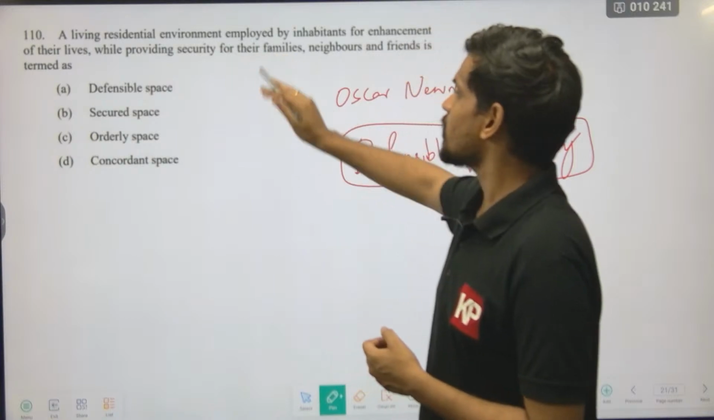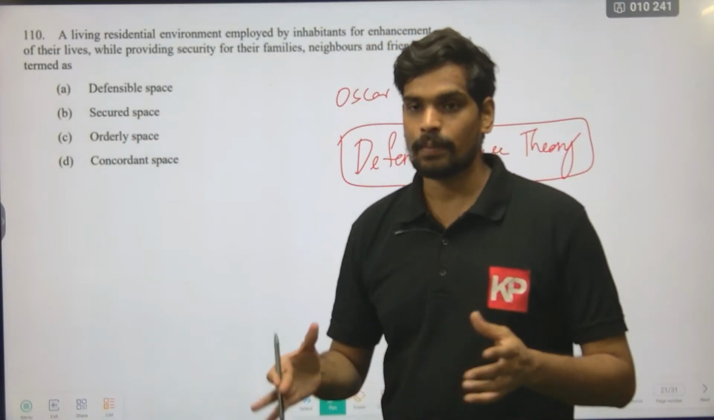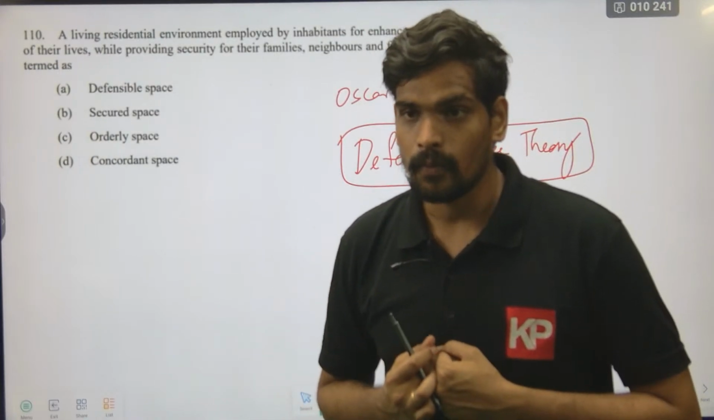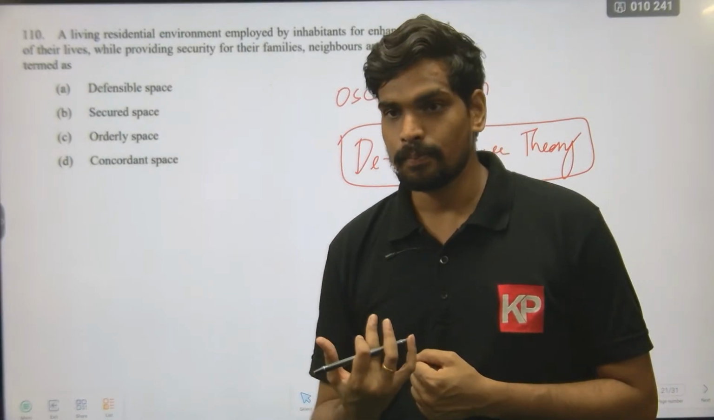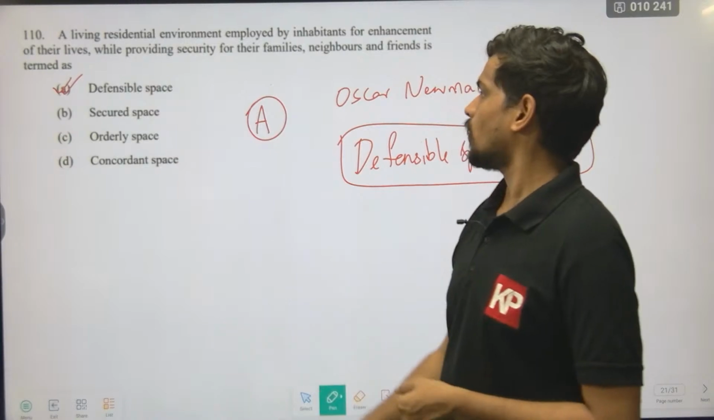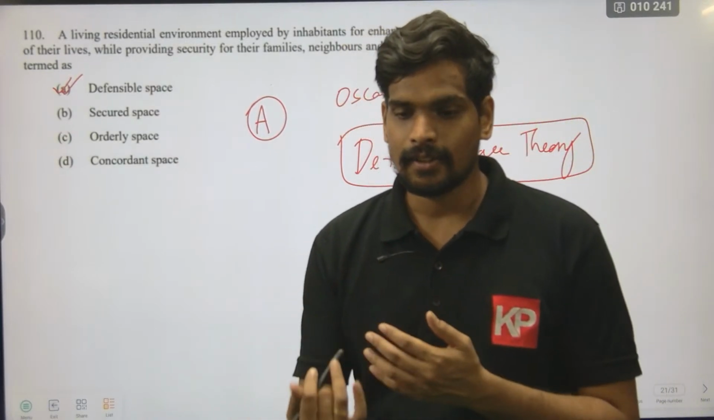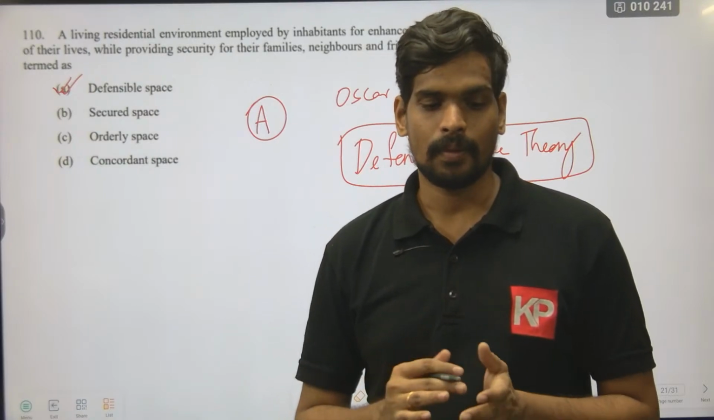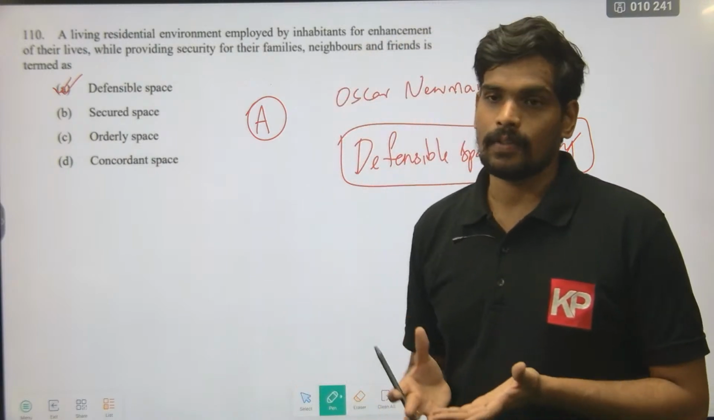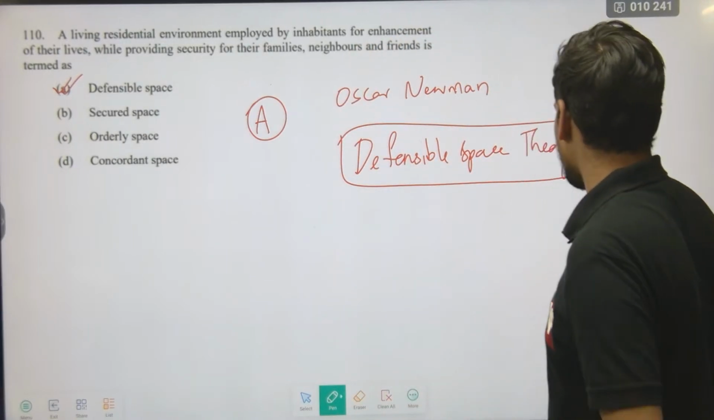So a residential environment employed by inhabitants for enhancement of their lives, where there is connection with respect to the surrounding space, where people have a sense of ownership, that is basically called a defensible space. He explained this concept of defensible space, where people themselves will act to take care of the safety of the surrounding environment. So that's basically defensible space theory. Option A would be the appropriate answer.